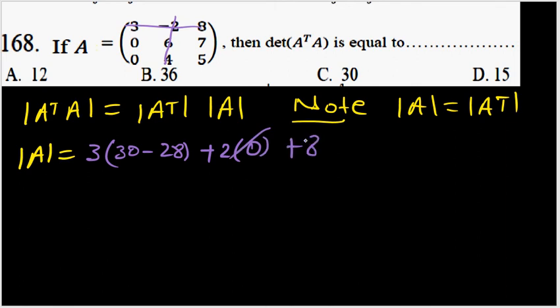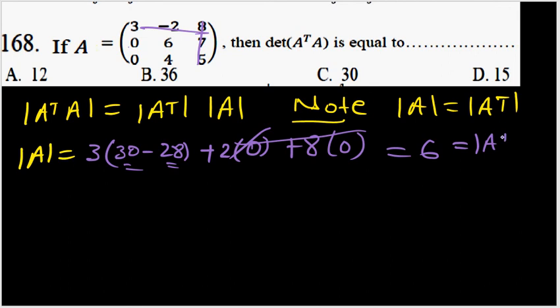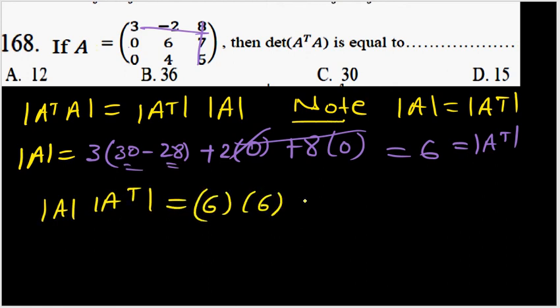Then plus the last entry, that is 8. When you choose the 8, again 0 times everything will be 0 here, so we can ignore this part. 30 minus 28 is 2 times 3 will be 6. This is determinant of A, which is equal to the determinant of A transpose. Therefore we need the determinant of A times determinant of A transpose. This is what we need, which is equal to, this is exponent, 6 multiplied with 6, that is 36. The answer is B.